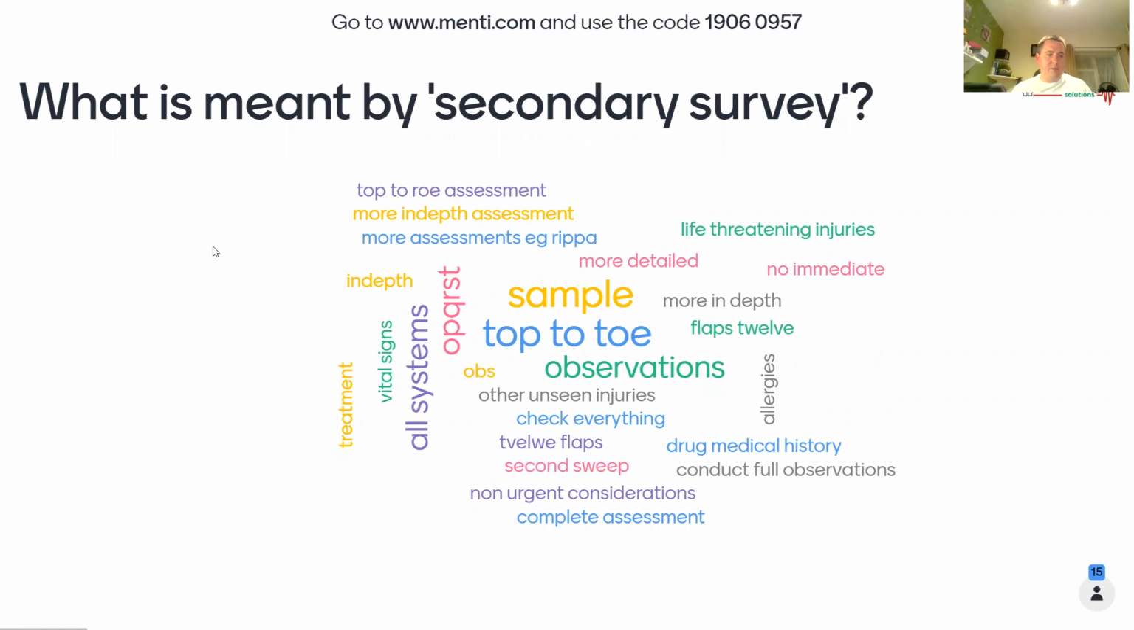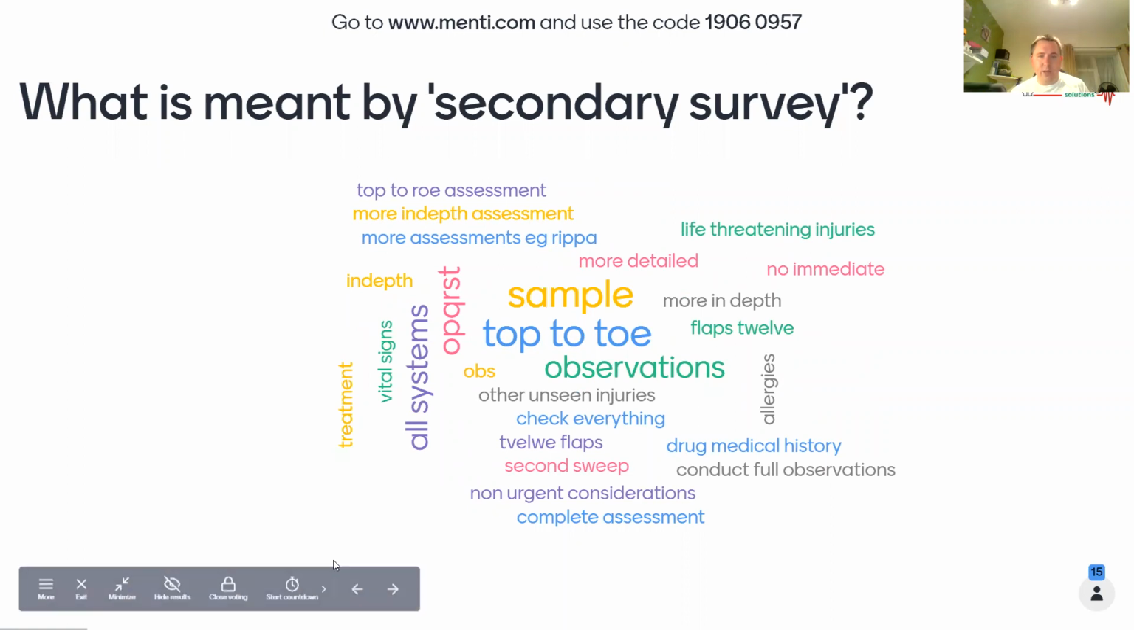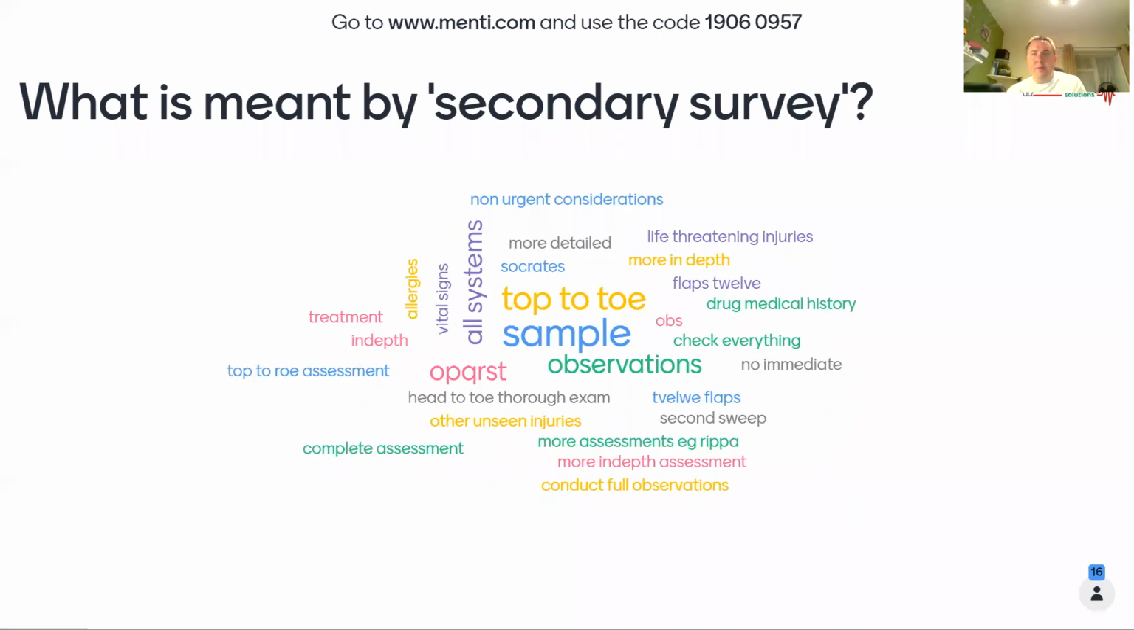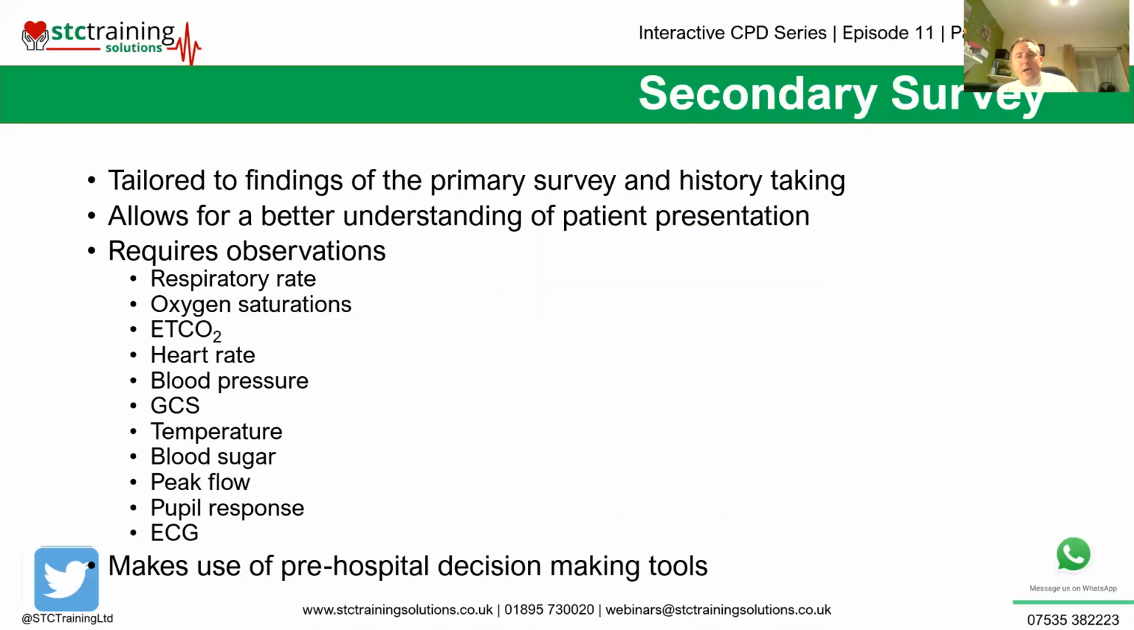Perfect. So yeah, absolutely. A few of you putting sample there, which is good. So we're going to talk about sample very shortly. But what do I mean by secondary survey? So we are tailoring our secondary survey to the findings of a primary survey. So what do I mean by that? We are looking at what we found on our primary survey, and we're going to really hone in on anything that we think is abnormal.